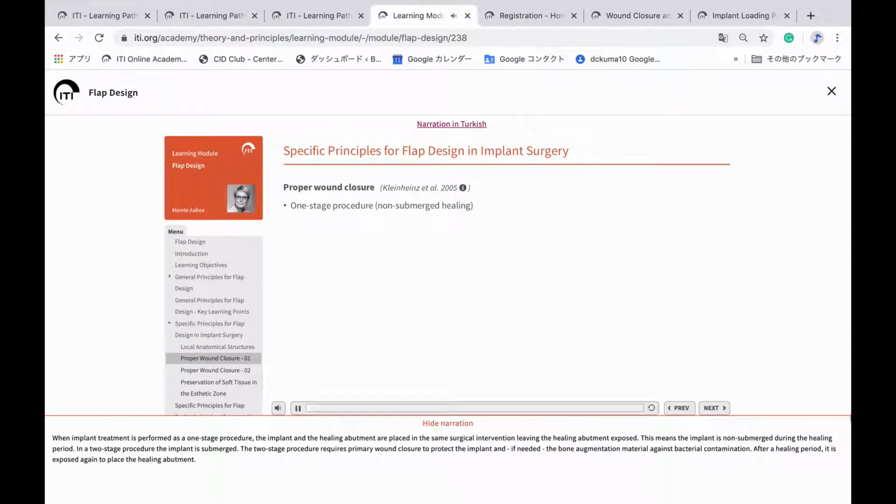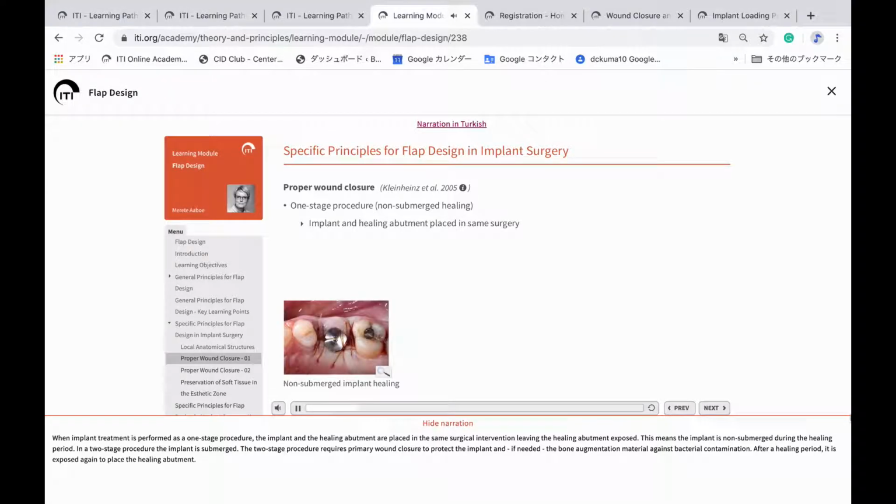When implant treatment is performed as a one-stage procedure, the implant and the healing abutment are placed in the same surgical intervention, leaving the healing abutment exposed. This means the implant is non-submerged during the healing period. In a two-stage procedure, the implant is submerged. The two-stage procedure requires primary wound closure to protect the implant and, if needed, the bone augmentation material against bacterial contamination. After a healing period, it is exposed again to place the healing abutment.